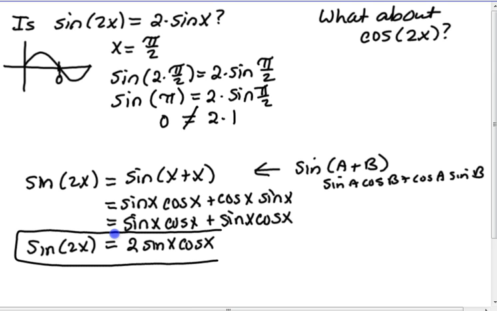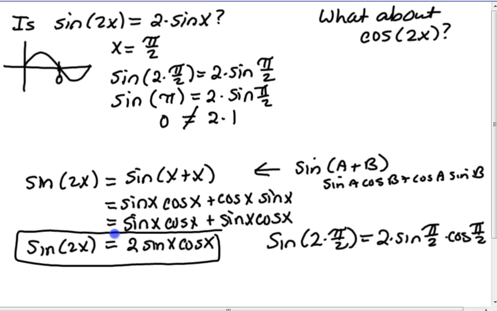That's our first property. And we could double check it with what we tried up here. So we're saying that if, for example, x is pi over 2, sine of 2 times pi over 2 is equal to 2 times sine of pi over 2 times cosine of pi over 2. So sine of pi is equal to 2 times 1 times 0, and this is 0, so 0 equals 0, correct. Now that's just one example.